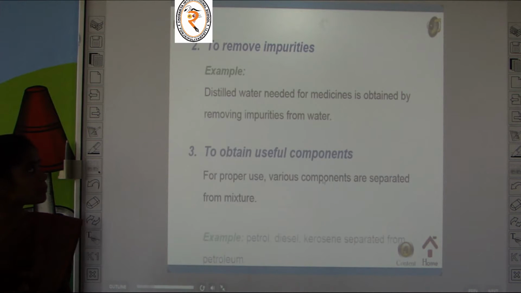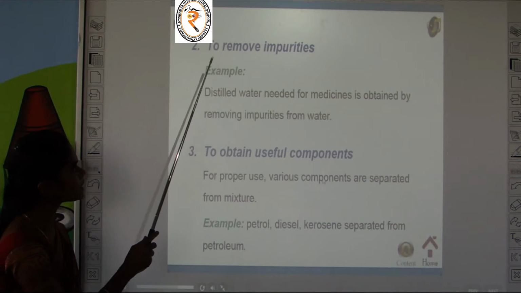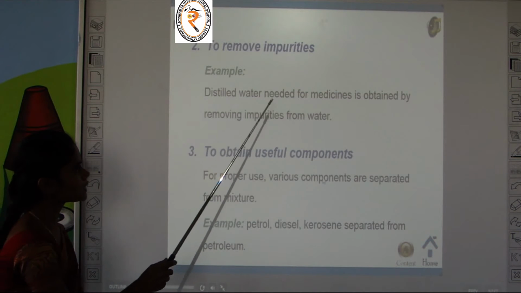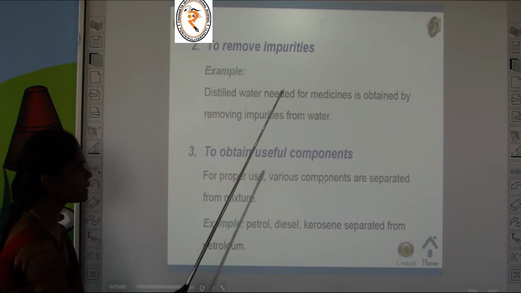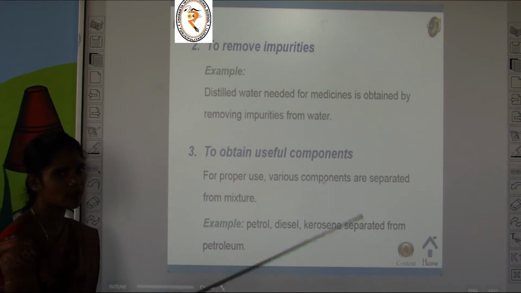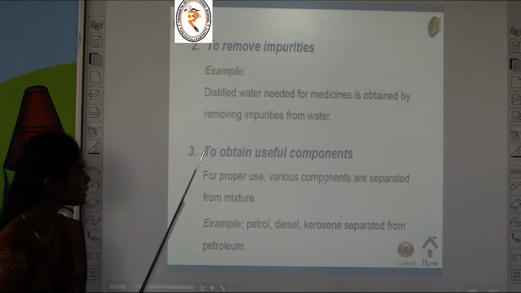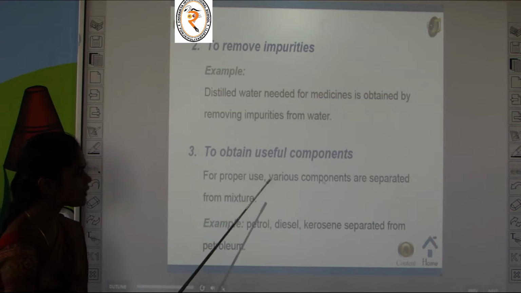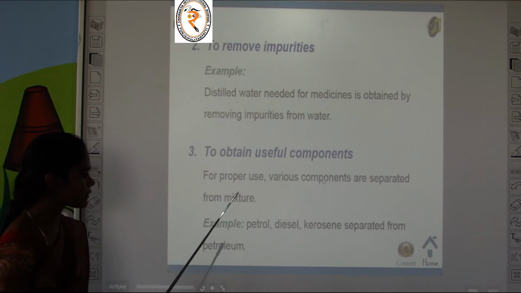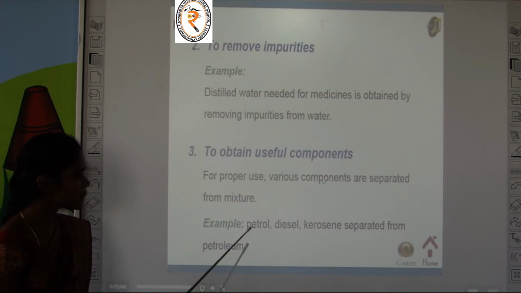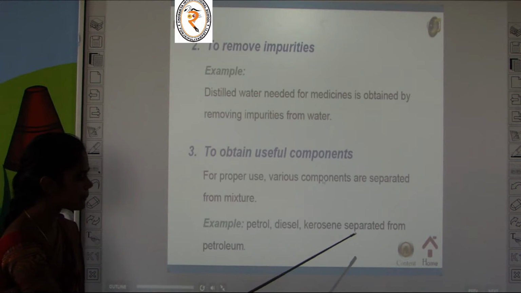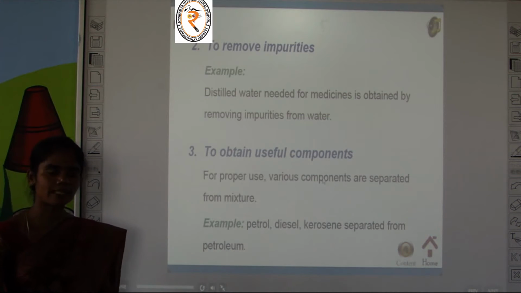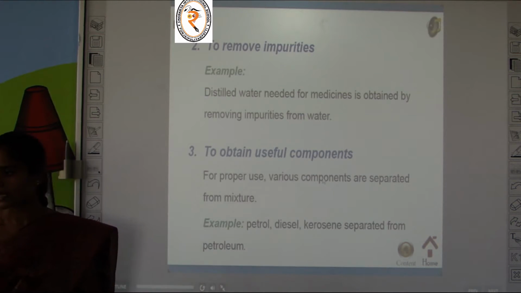What is the second one? It is to remove impurities. The example is that distilled water needed for medicines is obtained by removing impurities from water. Okay, and the third point, to obtain useful components. For proper use, various components are separated from a mixture. For example, petrol, diesel and kerosene are separated from petroleum. So these are all the needs for separation of mixtures. Okay, and the next one.